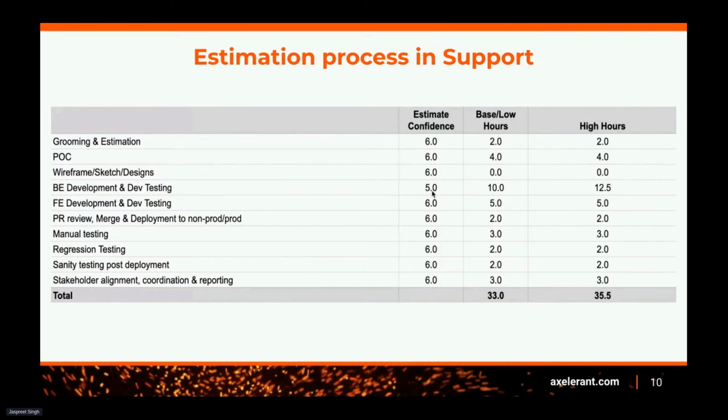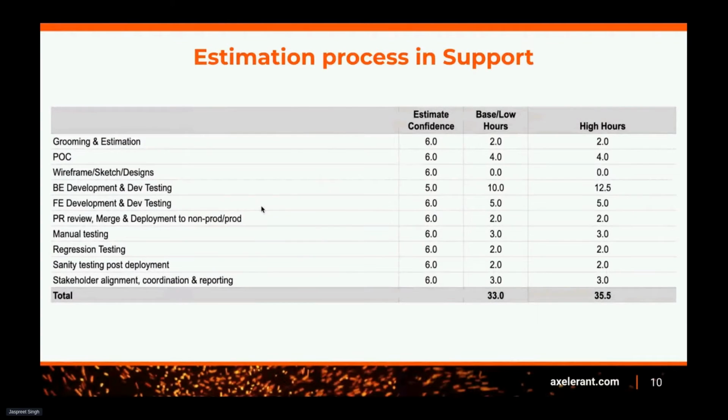If the confidence level is low, let's suppose in row number 4, where the backend development hours are 5 and the confidence level is 5, you can see the base level is 10, and the high hours will be increased from 10 to 12.5. Sorry. And we will segregate each line item for each and every ticket. One is the grooming and estimation, whatever the time will be, we need to add that. If there is a need for a POC, proof of concept, you can consider the hours here. If there is a need for any design, sketch, or wireframes, those hours will be listed here.